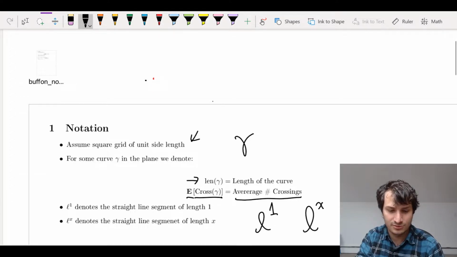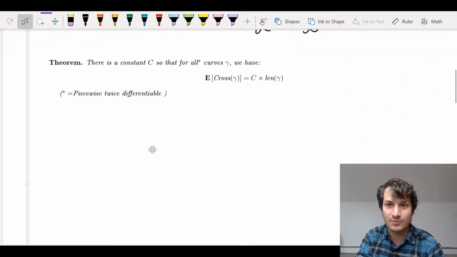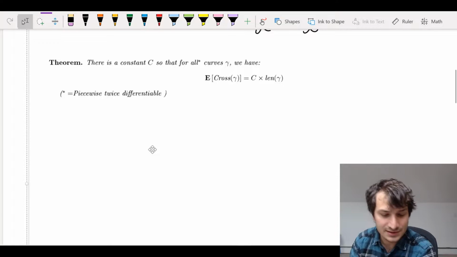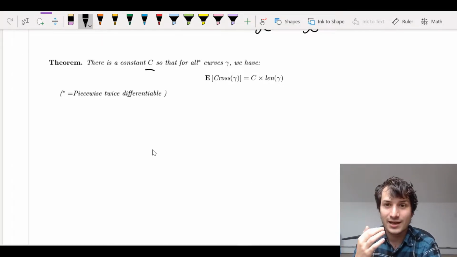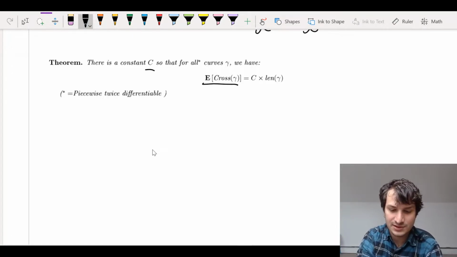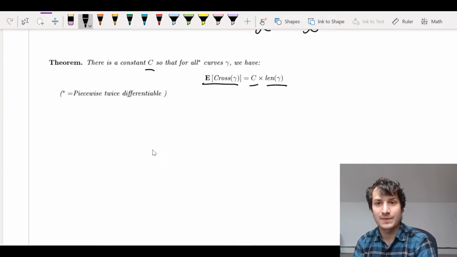Okay, and the thing we want to show with this notation is this. The theorem we want to show is that there is a constant C. That was the constant we were looking for. That was the heart of the proof. A constant C, so that no matter what the curve gamma is, the expected number of crossings is C times the length of gamma. That's the thing we did.